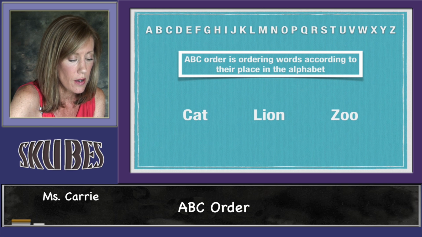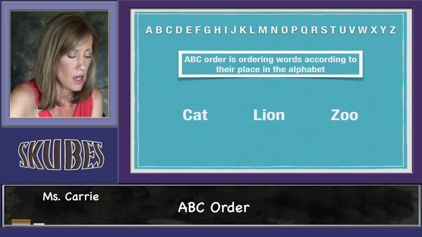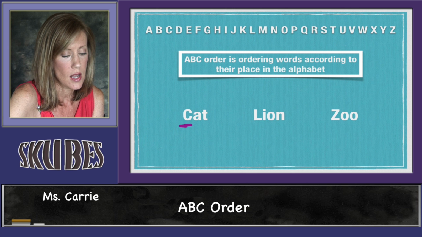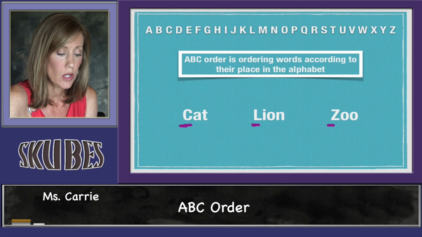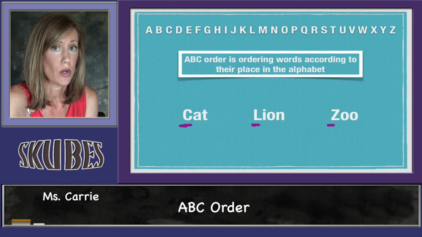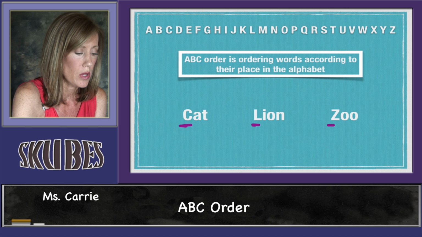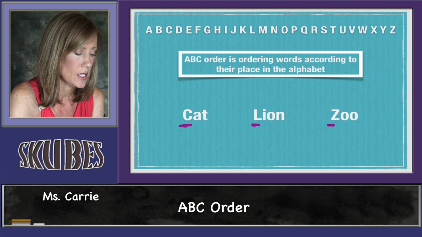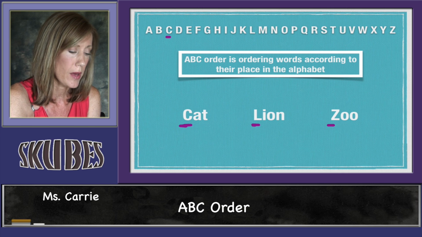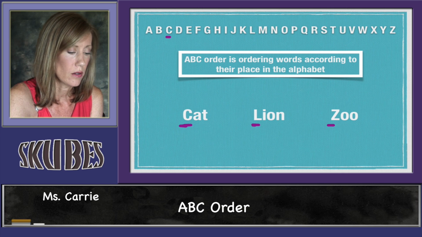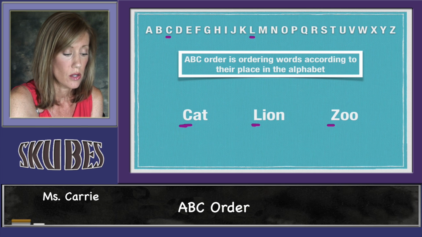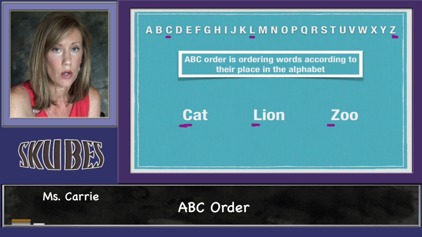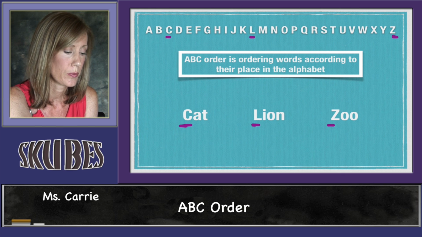Now, the first letter of cat is a C, the first letter of lion is an L, and the first letter of zoo is a Z. These words are in ABC order because that's the order they come in the alphabet. When we look up at our alphabet at the top, we see that cat started with C, and C comes here in the beginning of the alphabet. Lion starts with L, that would come next, and zoo starts with the Z. So these words, cat, lion, and zoo, are in correct ABC order.